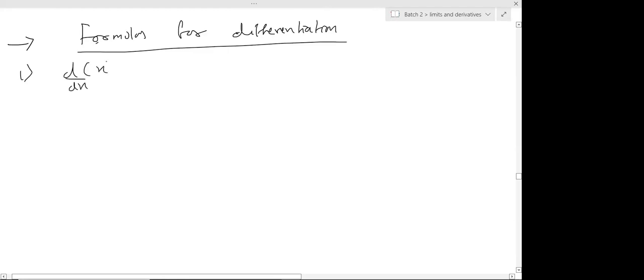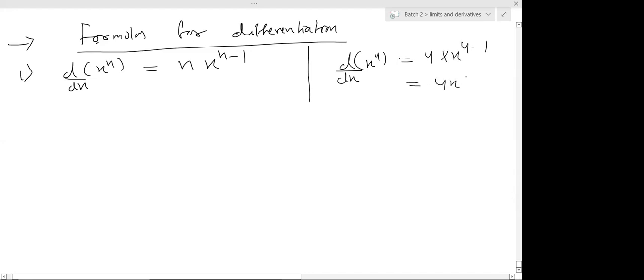Differentiation of x raised to the power n will be n x raised to the power n minus 1. What this means is, if you have to differentiate x raised to the power 4, here the value of n is 4, so 4 into x raised to the power 4 minus 1, 4x cube.